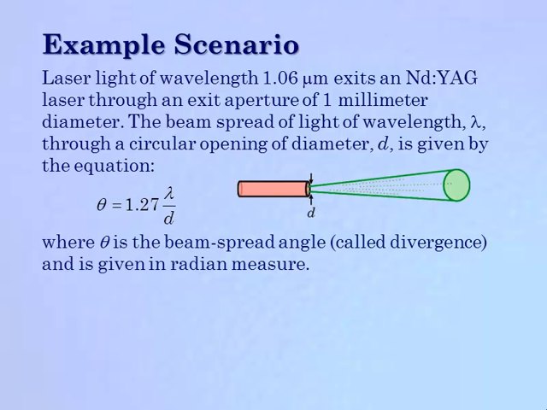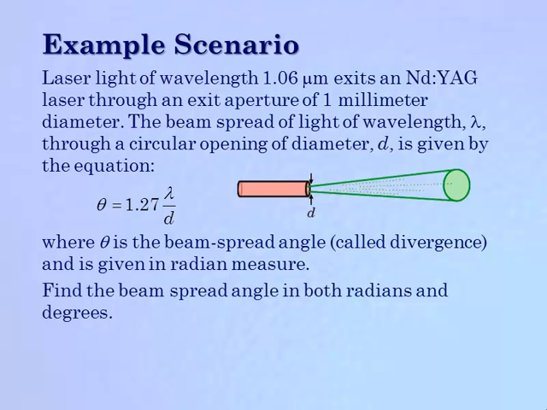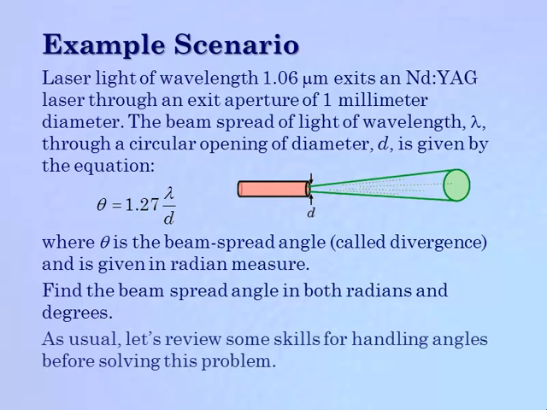Here's an example scenario that photonics technicians have to work with. Laser light of 1.06 microns exits a laser through an aperture of 1 millimeter diameter. The beam spread of the light through a circular opening of diameter d is given by the equation theta is equal to 1.27 times lambda over d, where theta is the beam spread angle, also called the divergence. And that's given in a radian measure. So we need to find the beam spread angle in both radians and degrees.